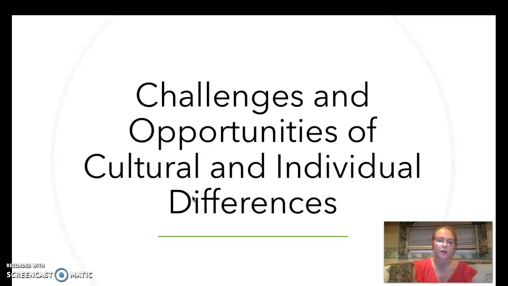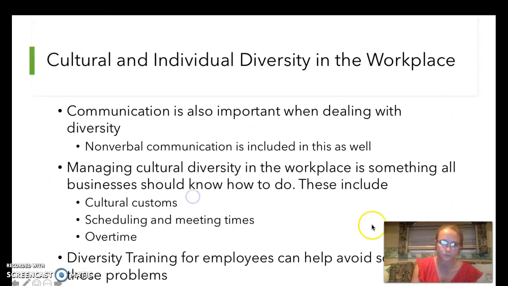The next topic I'm going to talk about is the challenges and opportunities of cultural and individual differences. New business segments, such as moving to an international business segment, can allow for new challenges, but also allow for new opportunities in the business. It can also help the business begin to expand. Communication is also important when it comes to dealing with cultural and individual diversity in the workplace. Miscommunication can cause large tension when doing business deals or even in the office.